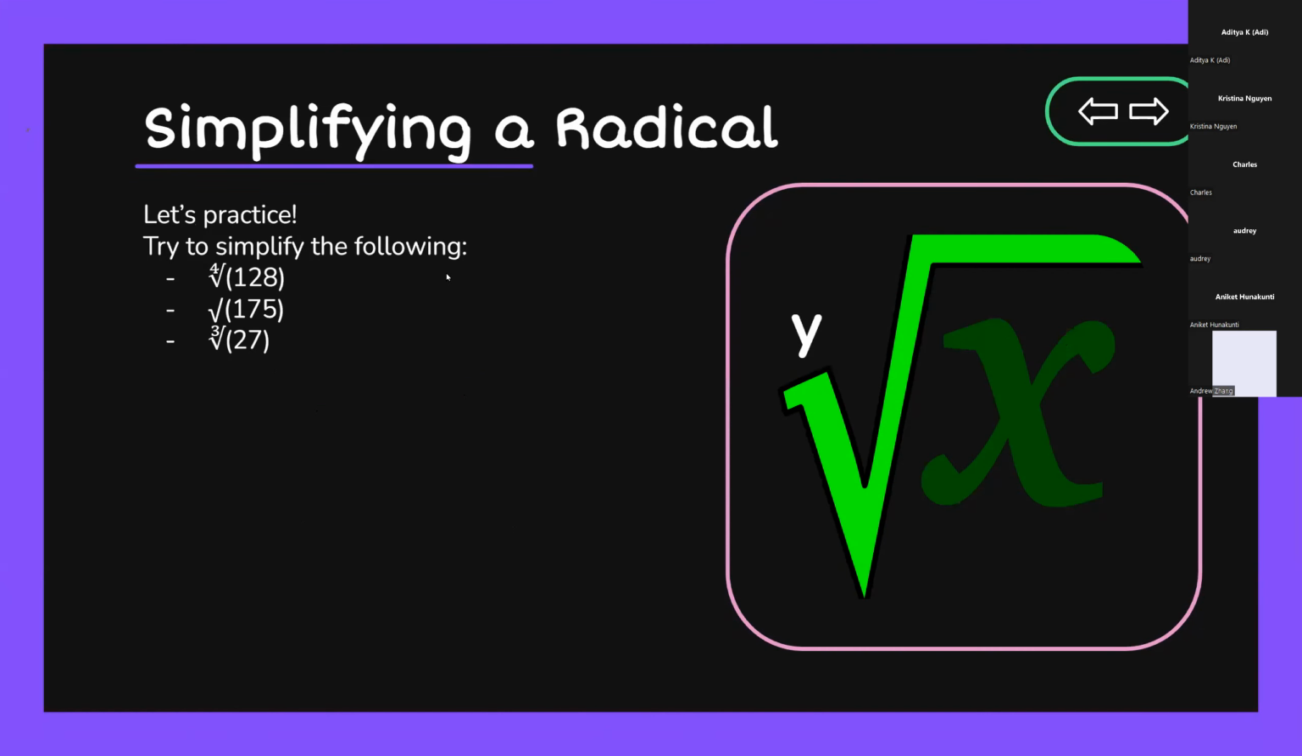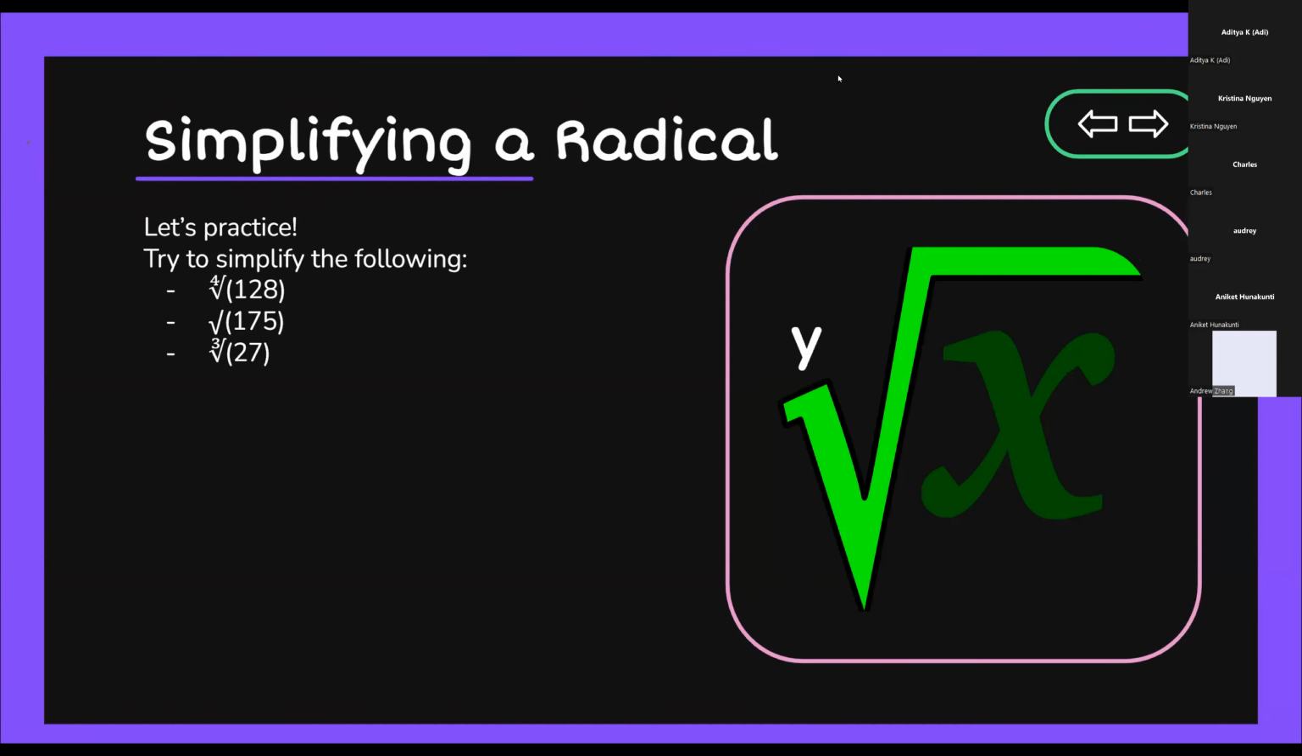And last example, what's the cube root of 27? Yeah, good job. It is 3. So remember that the cube root of 27 is just 3 cubed, right? So that means the cube root of 27 is the cube root of 3 cubed. And remember, the cube root of anything cubed is just that base value. So that means the answer is just 3.